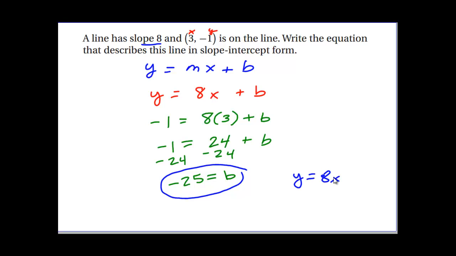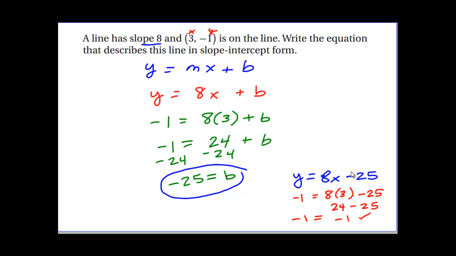8x - 25. And if I've done it correctly, I should be able to plug in my 3 and my -1 and solve it, and it should make the statement true. So if I plug in a 3 for x, minus 25, then when I solve this, it should make the statement true. 24 minus 25 does equal -1. So -1 equals -1, so it's true.